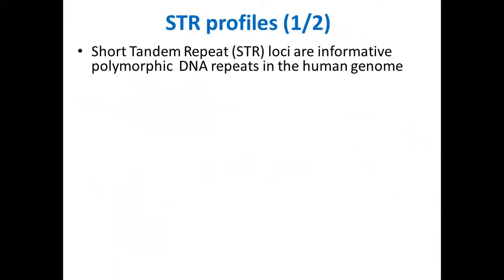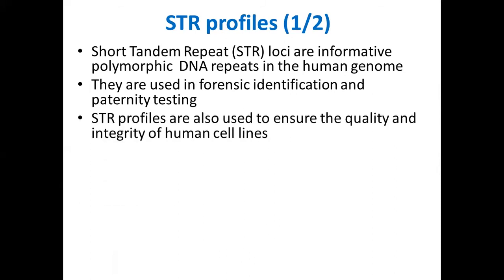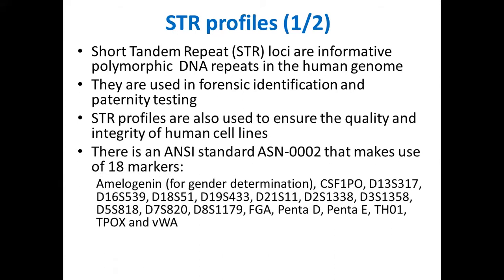Those are loci which are informative polymorphic DNA repeats in the human genome. You could have STR profiles for other species, but most people are using them for human cell lines. Those STR loci are the same ones used in forensic identification and paternity testing. And they can be used, and they should be used, to ensure the quality and integrity of human cell lines.